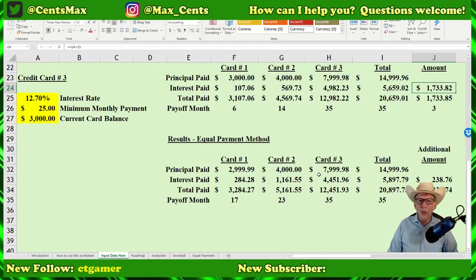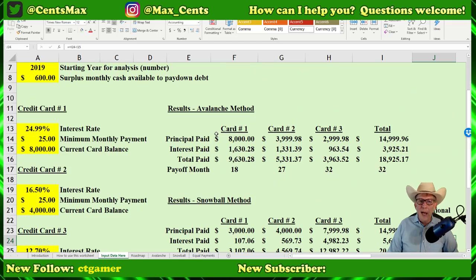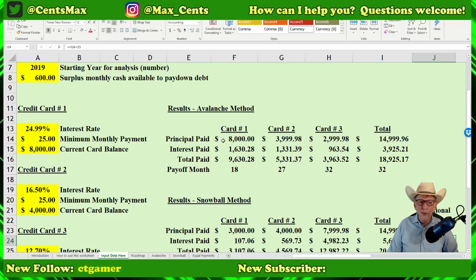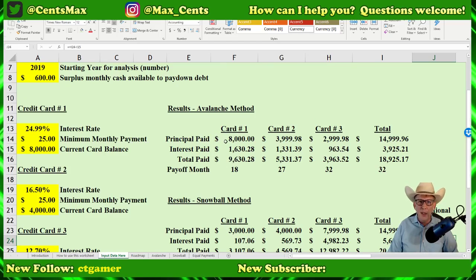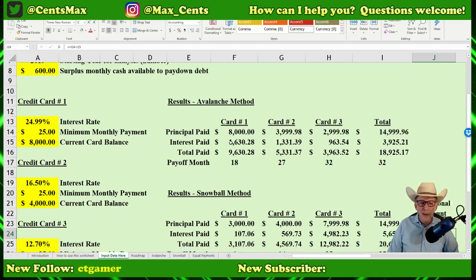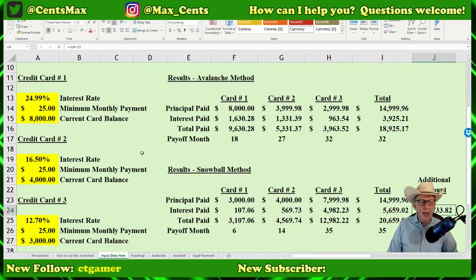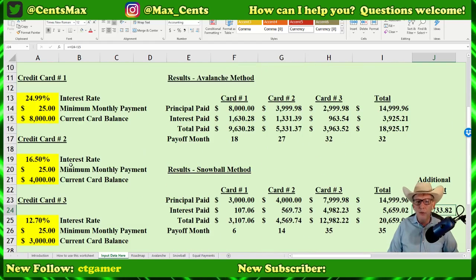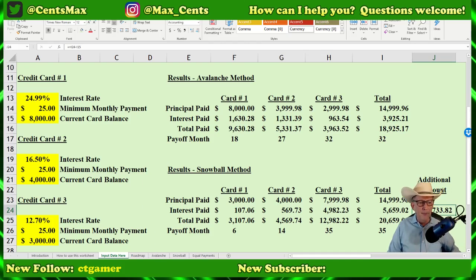But what this is meant to show you is that the avalanche method is proven to be the best method for paying down credit cards the fastest and with the least amount of interest. But you can also see, as you put your own information in here, how long it's going to take you to get your cards paid down.